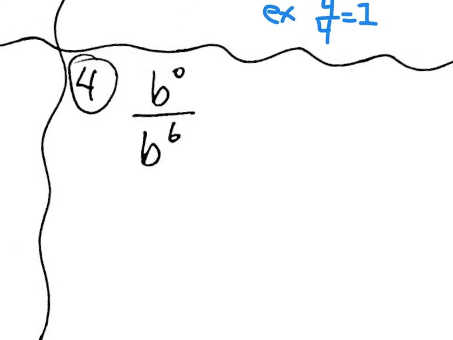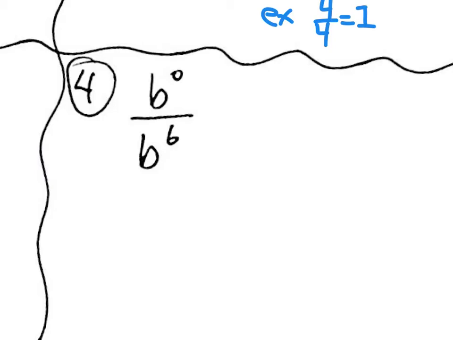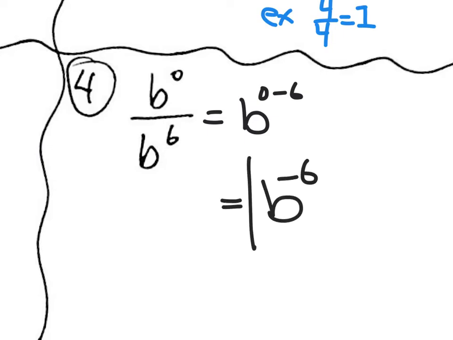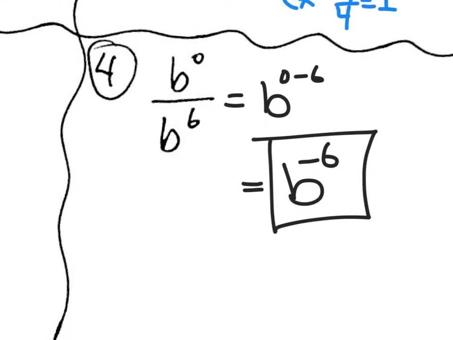Okay, question 4. B to the 0. What's b to the 0? Yep, 1. So let's think about it like this. We're going to subtract the exponents. 0 minus 6. Yep, so that's b to the negative 6. Again, we are expressing our answer without a denominator.